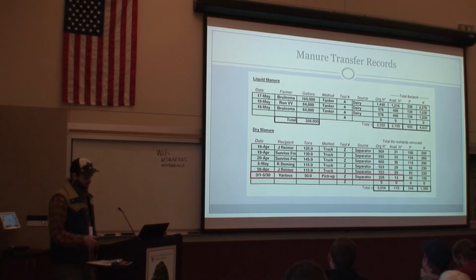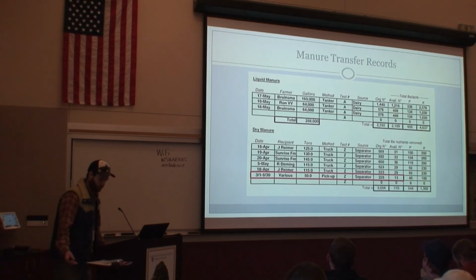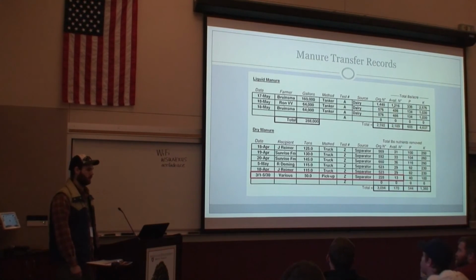So, it can be a nice table in your book. It can also be a notebook on the dash of your tanker truck if somebody's just pulling up and taking your truck for a spin around their field. But account for what leaves your farm.